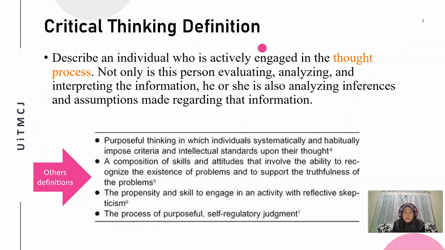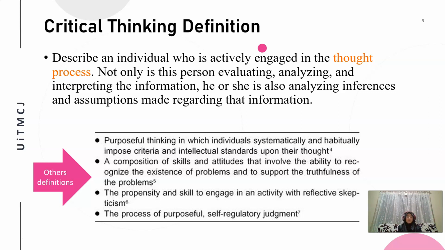In this session, I also attach other definitions by several authors. For example, critical thinking can be defined as purposeful thinking in which individuals systematically and habitually impose criteria and intellectual standards upon their thought. Critical thinking can also be defined as a composition of skills and attitudes that involve the ability to recognize the existence of problems, and then to support the truthfulness of the problem.